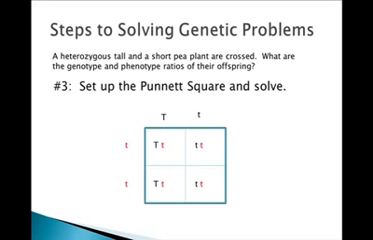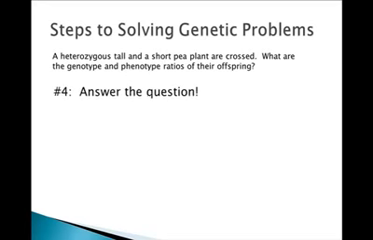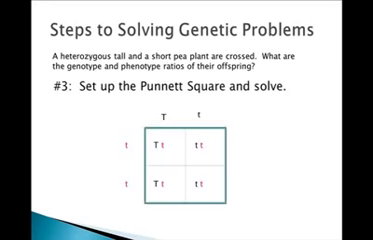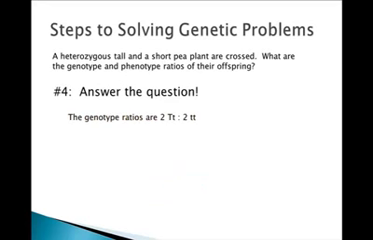And finally, and this is the step that often people miss, is to answer the question. So it's asking you what the genotype and phenotype ratios of their offspring are. First of all, genotype, remember, is the letters. And so we look back at our Punnett square, and we go, okay, well, I've got 2 big T, little t's, and 2 little t, little t's. And the colon just means to. So you say 2 big T, little t's to 2 little t, little t's.